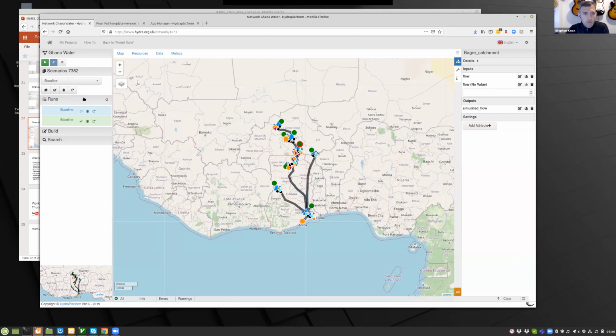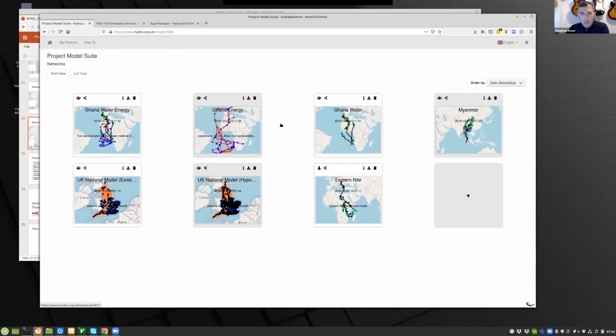It's now going to do some calculations and perform a simulation over this network. And while that's doing its thing, we can then see the.